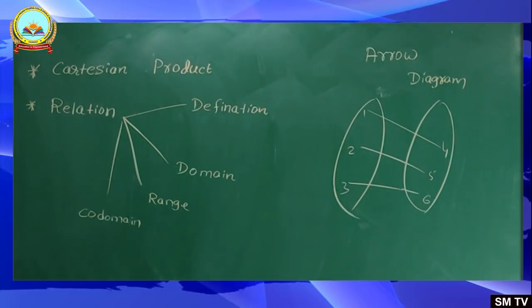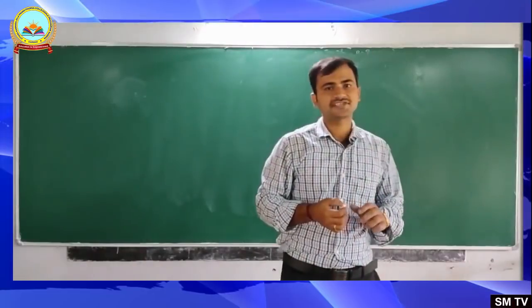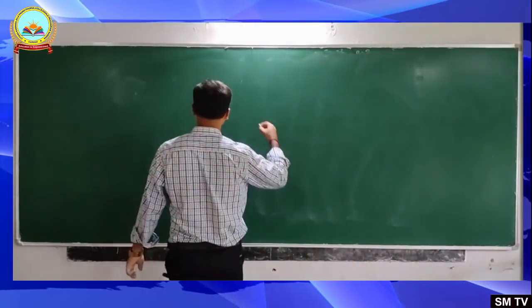In the previous class we studied Cartesian product, relation, in particular definition, domain, range, codomain of a relation and representation of relation in arrow diagram. Okay, so let us study the next concept and a few problems. Let us discuss the next problem on relations.